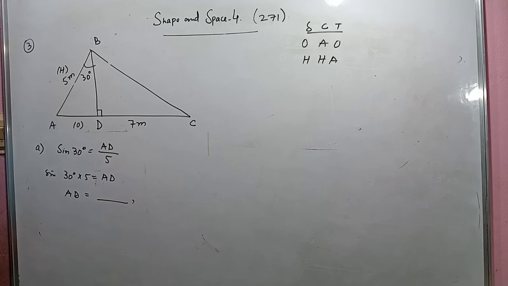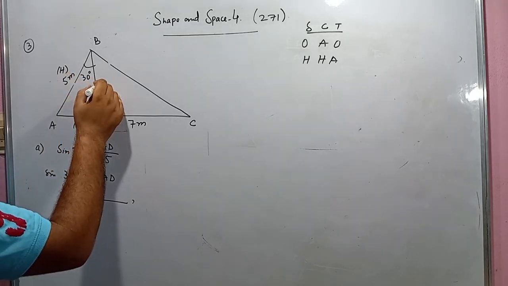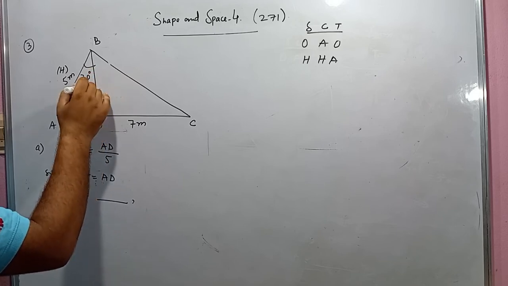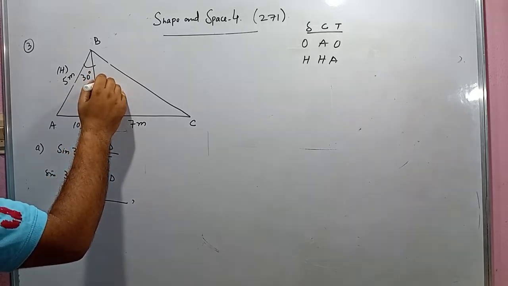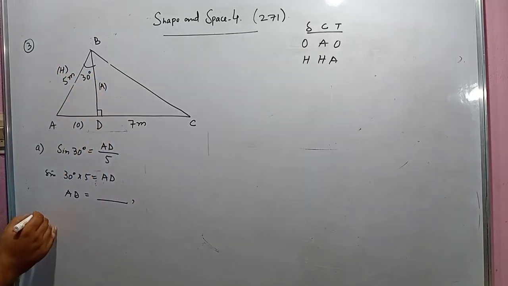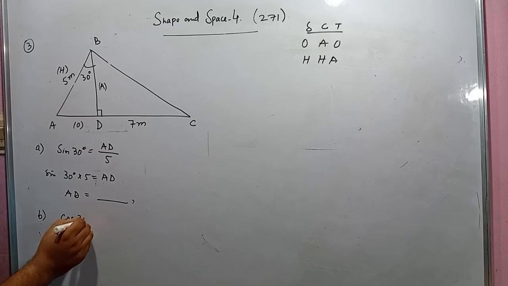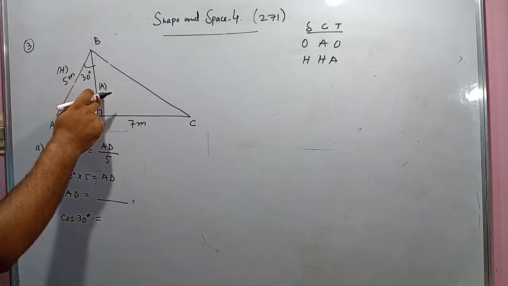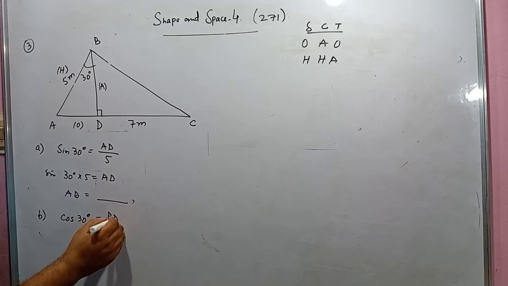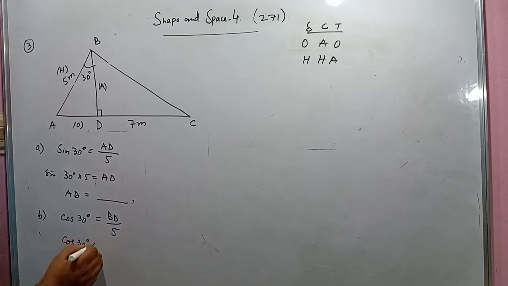Now next point is find BD. Now we have to find the BD. How to find the BD? It's very easy. You can see here. Now this side is adjacent for this. I can see for B part cos 30 degree is equal to adjacent by hypotenuse, that is BD divided by 5. So what is that? That is cos 30 degree into 5 is equal to BD. That is BD is equal to, you will do it on the calci, you will get the value.